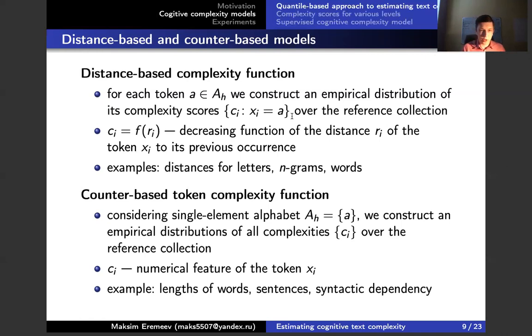In the counter-based approach, we assume every term has a fixed complexity score, not depending on the position in the text. So the alphabet of the level includes only one token. In other words, the token's complexity is defined only by its linguistic properties, for example, the length of the word or sentence. Therefore, only one complexity distribution exists. When going around the reference collection, we build only one distribution.